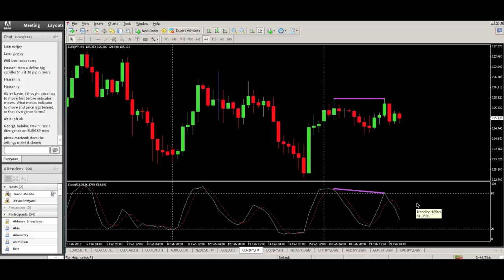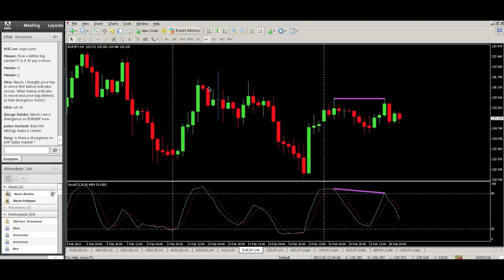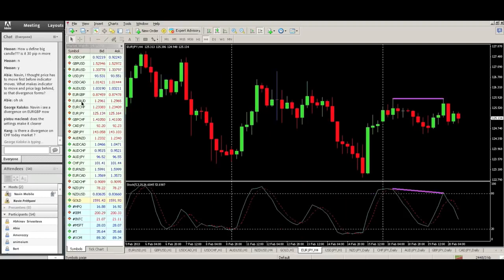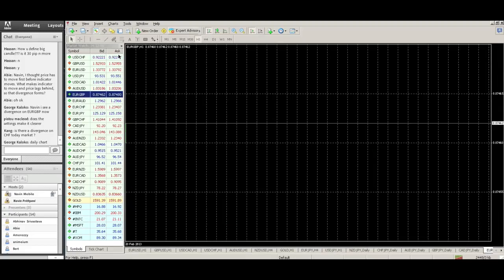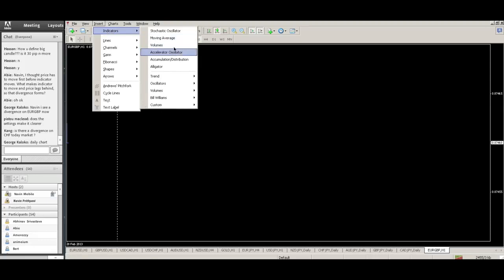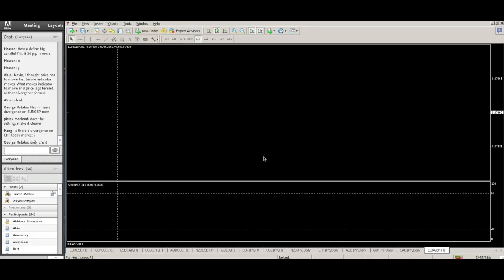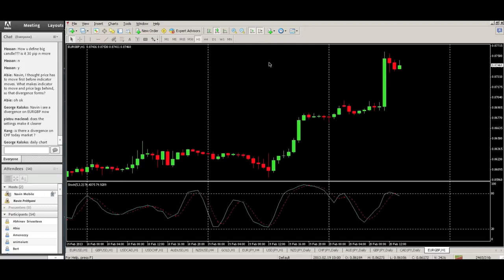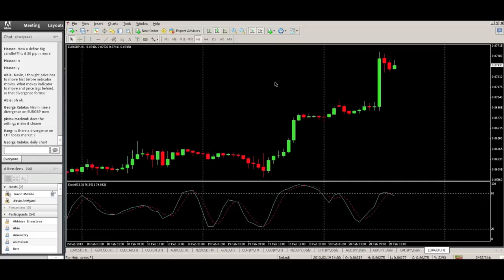Naveen, I see a divergence on Euro Pound now. Okay, let's take a look at Euro Pound if there is a clear example. Let's see, Euro Pound. Okay, let the chart load up one moment. Oh, on the daily chart, okay. Well, forget the daily chart. We have something here also on the 1 hour chart. Take a look at this. The markets are in an upward movement. Markets went long, we're going to connect our highs.